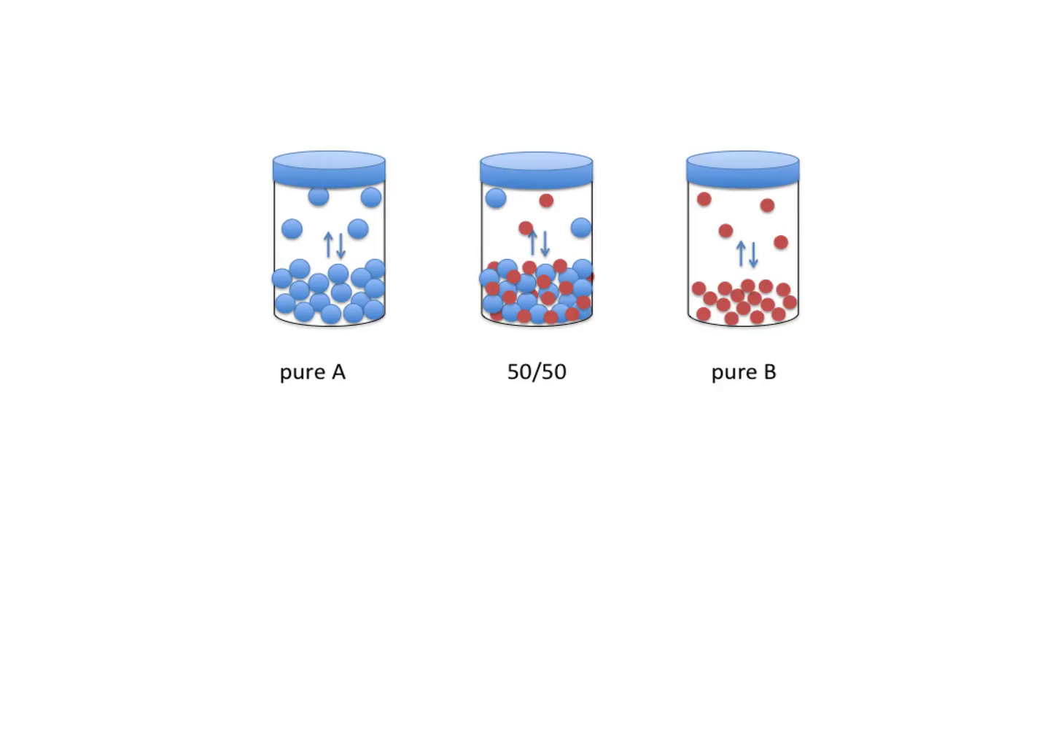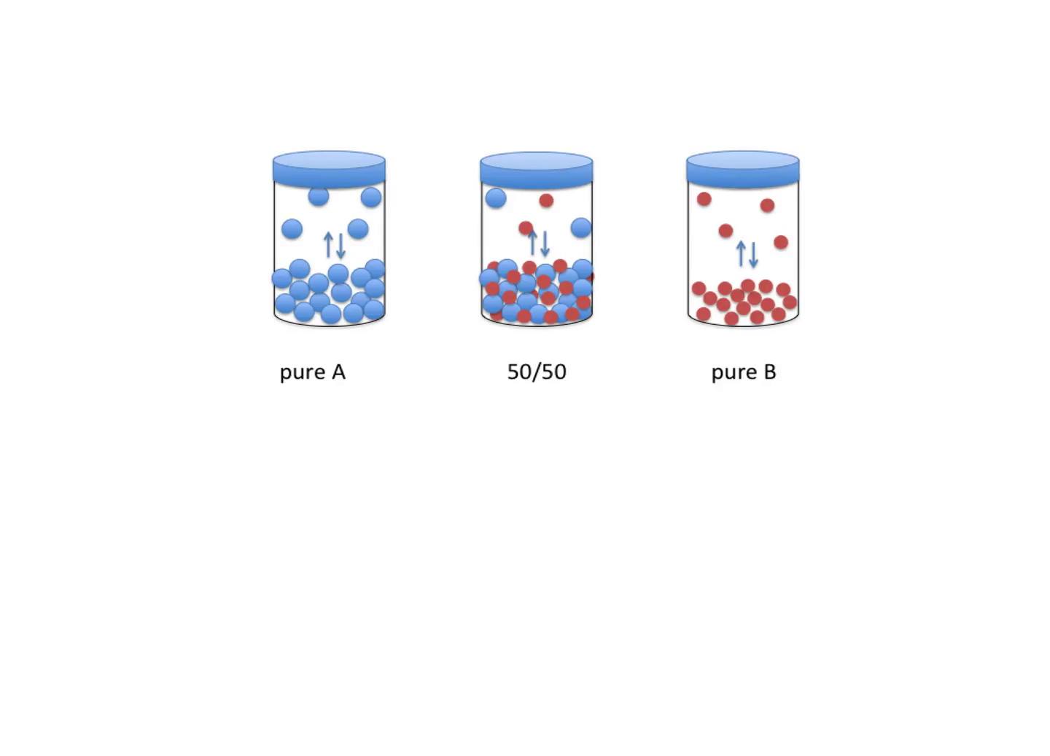What has changed is that in this 50-50 mixture, 50% of the molecules at the surface are now B molecules. And so there will be half of the molecules in the vapor that are A and half that are B. Thus, the partial pressure of A above the mixture is half of what the vapor pressure of A was above pure A, and the partial pressure of B above the mixture is half what it was above pure B.